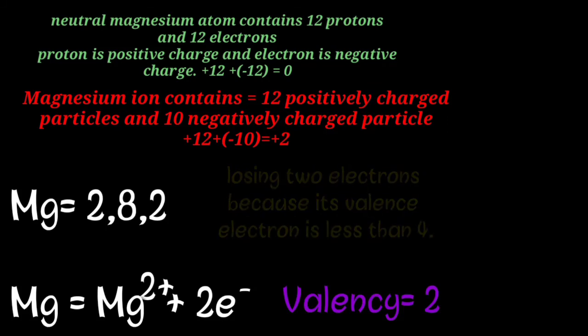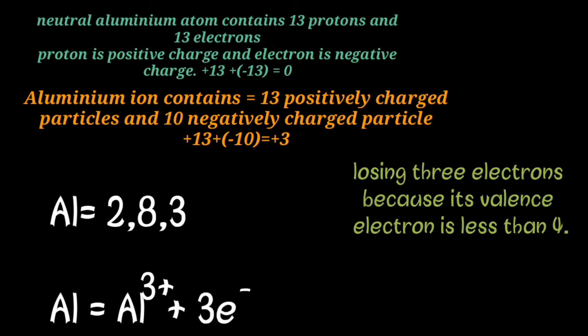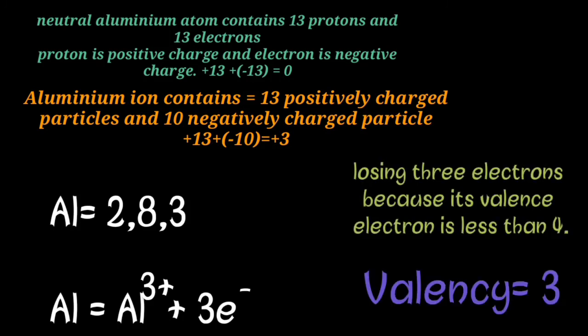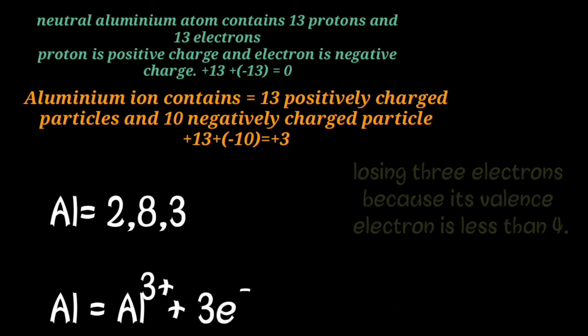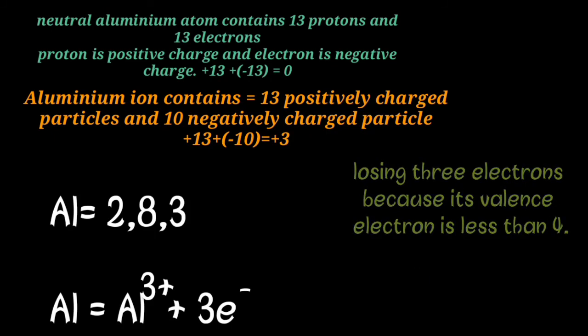Plus 2, we ignore the sign and just call it 2. For aluminum, we have 2, 8, 3. The valence electron is 3. Aluminum forming an ion will lose 3 electrons to form a 3 plus ion. Since it is 3 electrons, it is losing.